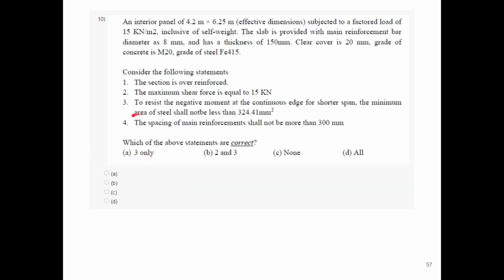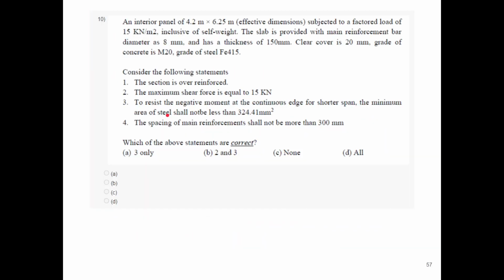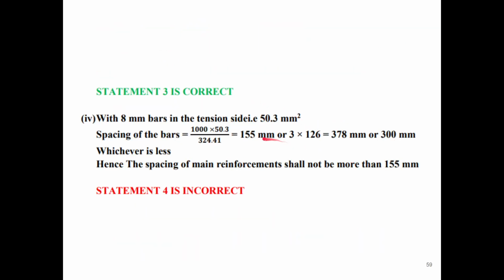So for that to happen, 4 should also not be correct. Let us see that also. They have provided 8 bars, right? So for spacing, the amount of spacing required will be 1000 divided by 324.41 divided by pi by 4 into 8 square, which is 50.3. So this comes to be 155 millimeter.